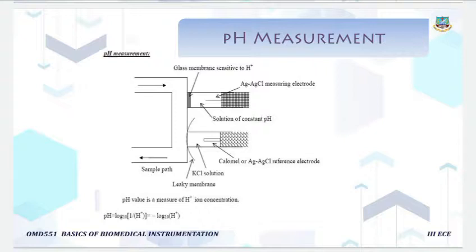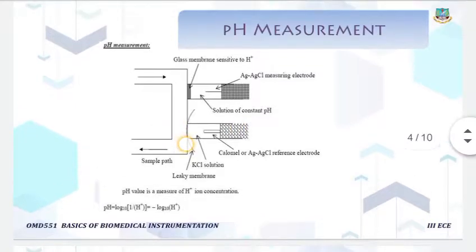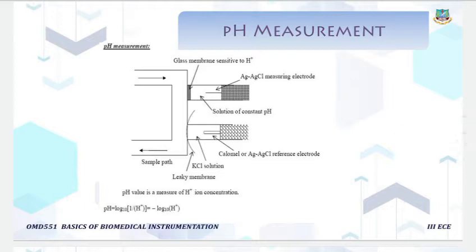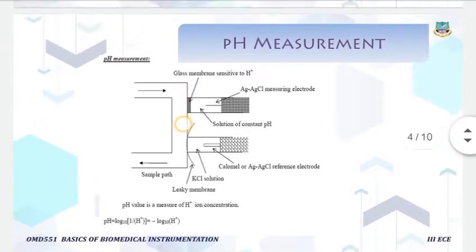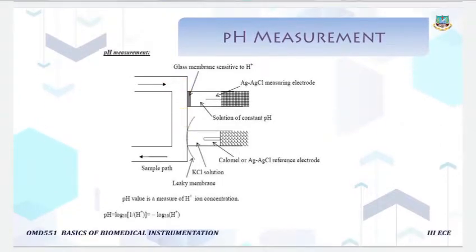As the samples pass through the sample path in the chamber, the difference in H plus ion concentration on either side of the glass membrane changes the potential at the measuring electrode. So there will be some H plus ion concentration on both sides, here and here.